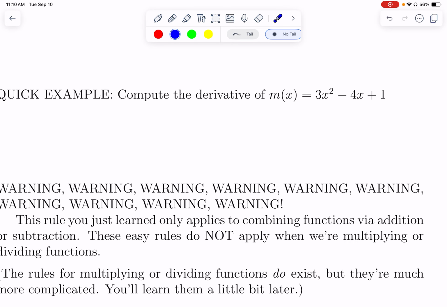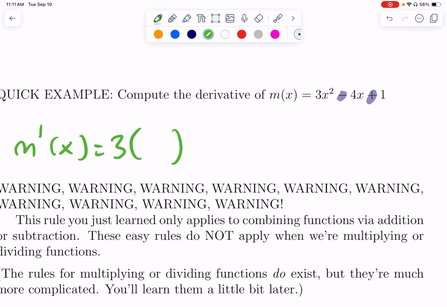So let's look at a very quick example. Let's compute the derivative of m of x equals 3x squared minus 4x plus 1. So here's what we want to keep in mind. Addition and subtraction really don't make the problem any harder. And constant multiples really don't make the problem any harder. So our derivative here, right, here's kind of what's going on structurally. That coefficient of 3 is just hanging out. The subtraction is part of the answer. The coefficient of 4 is just hanging out. And the addition is part of the answer.